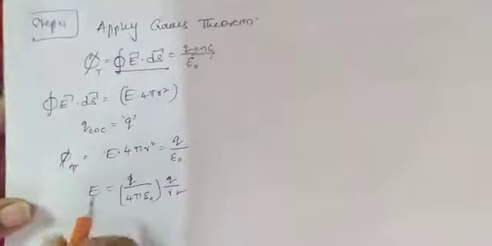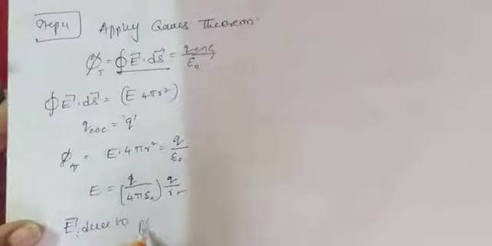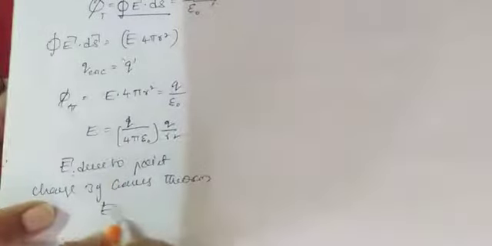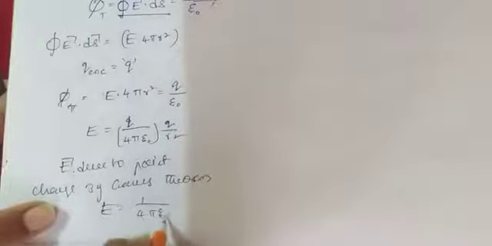So the electric field due to a point charge by Gauss theorem is E equal to 1 by 4 pi epsilon naught Q by r square. By Coulomb's law also we are getting the same value, that is 1 by 4 pi epsilon naught Q by r square.